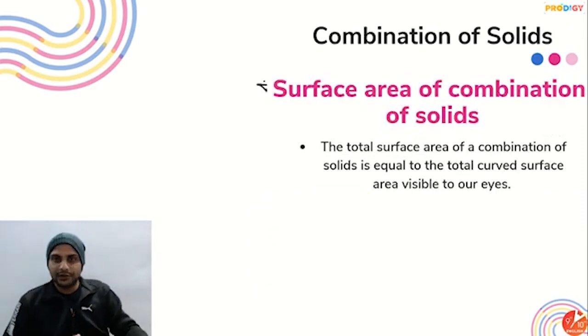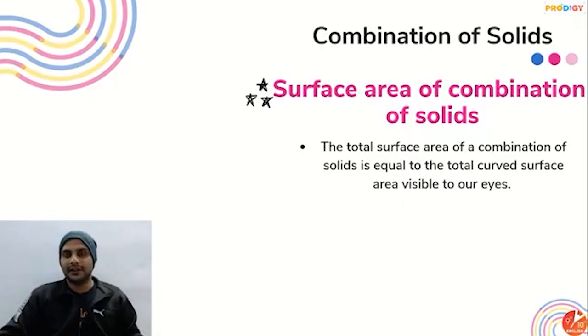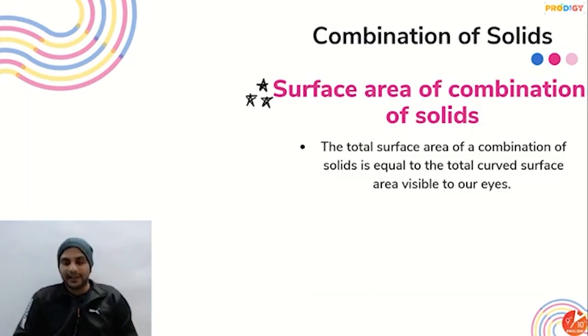Now, surface area of combination of solids. This is the particular topic where students face difficulty, because when we change the shape of a solid, or we transfer liquid from one container to another, we know volume remains the same and those become easy. But when I combine solids, say I combine a cone with a cylinder, a cylinder with a cube, or a cone and a cuboid, something like that, whenever these combinations happen, the important thing is surface area.